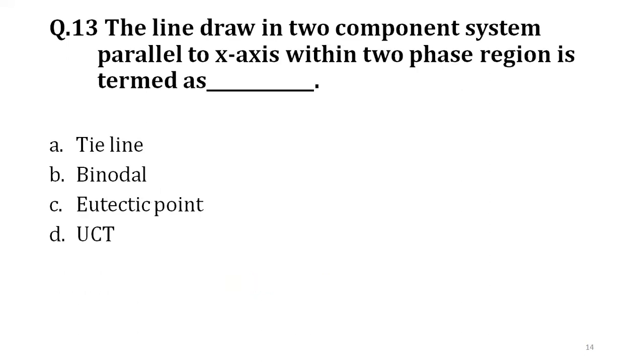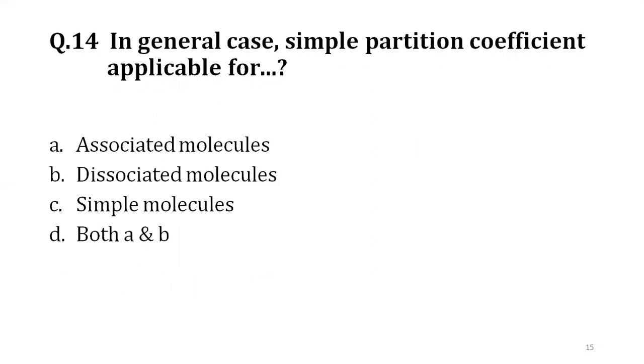Question 13. The line drawn in the two-component system parallel to the x-axis within the two-phase region is termed as: option A tie line, B binodal, C rotating point, and D UCT. So the correct answer is A, that is the tie line. Any line that is drawn parallel to the x-axis within the two-phase region is called the tie line in a two-component system. So the correct answer is A.